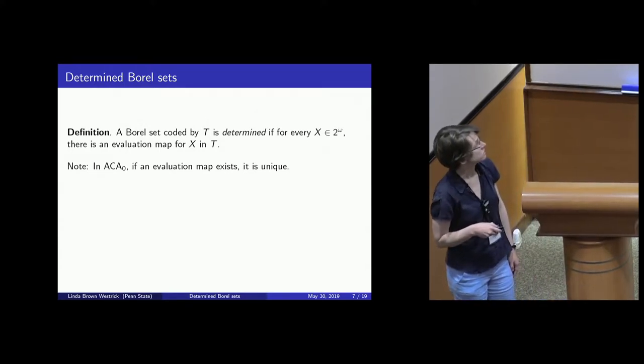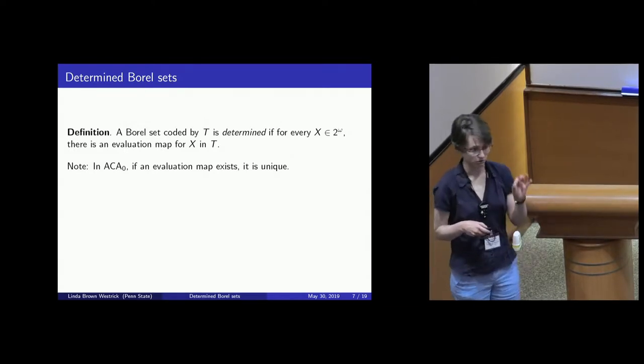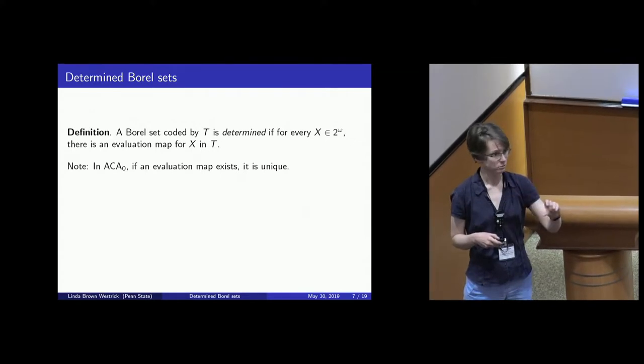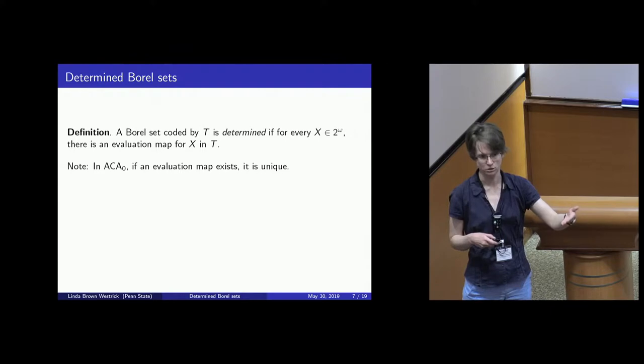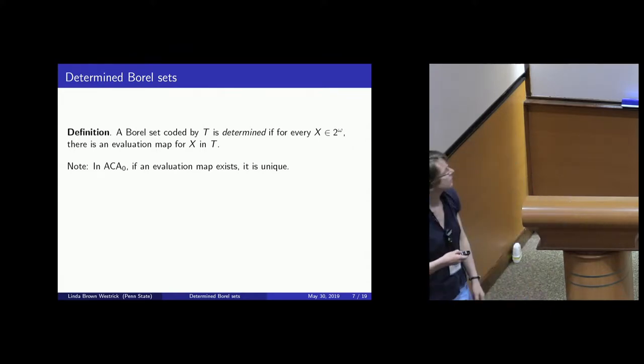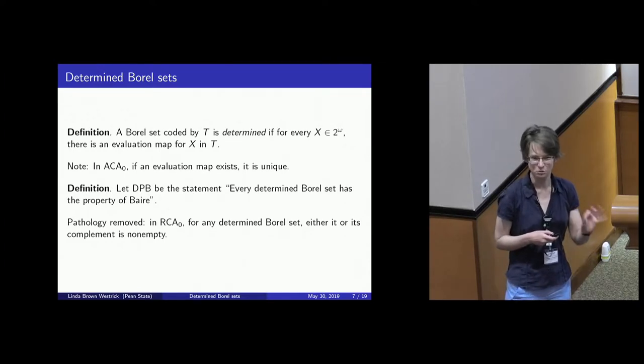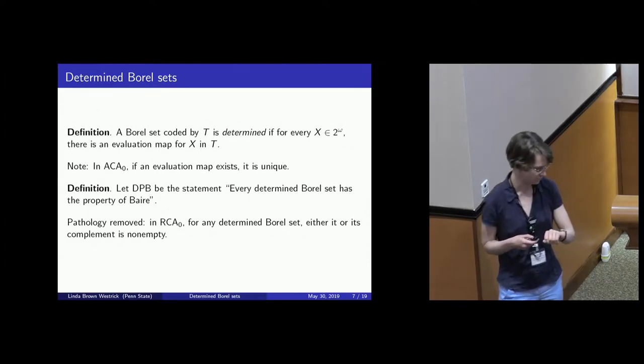So this changes set membership in a Borel set from a sigma 1-1 predicate now to a delta 1-1 predicate, because if you know the evaluation map exists, you can also quantify over all evaluation maps. So the complexity of membership in the Borel set gets closer to what it should be.